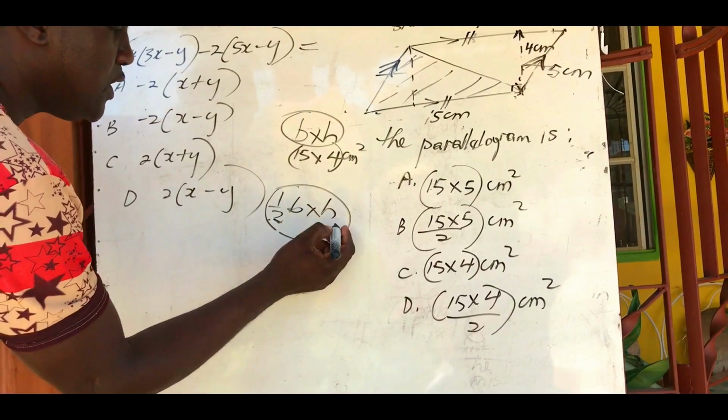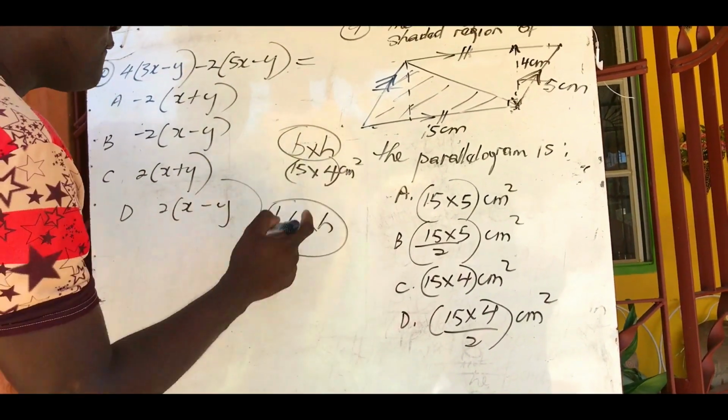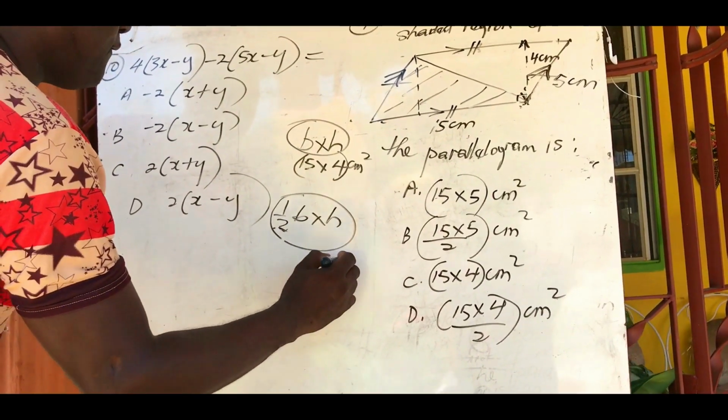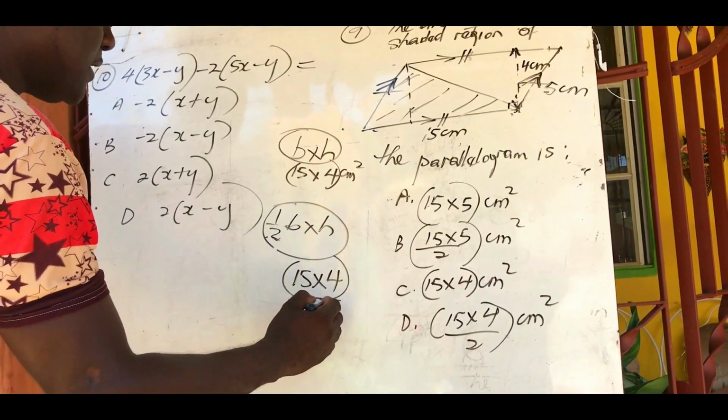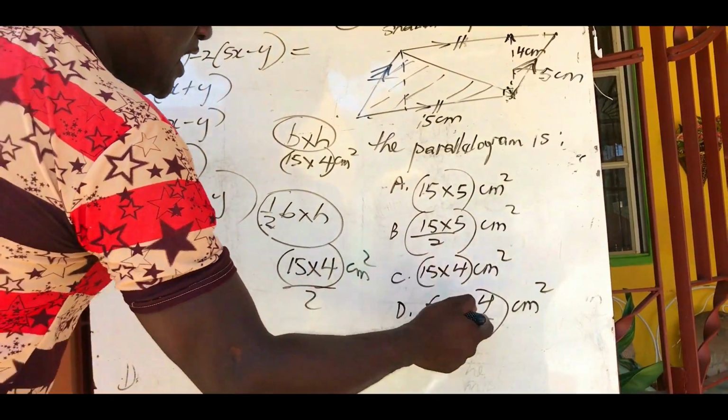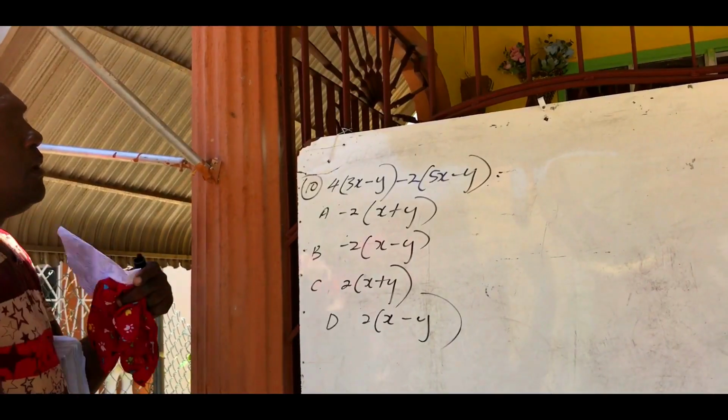And so what we do know is half of 15 times 4 is really 15 times 4 divided by 2 square centimeters, and so our answer is D.